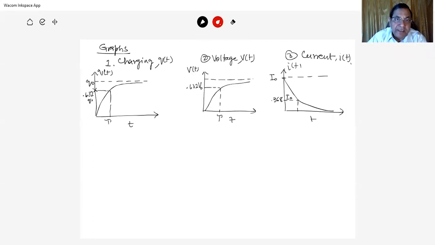Now, if we increase the time constant, something like this. This is tau large. Why is it large? Because this value is tau, which is greater than the black value. Similarly, this one is again tau, and this tau is more. Here it is time.